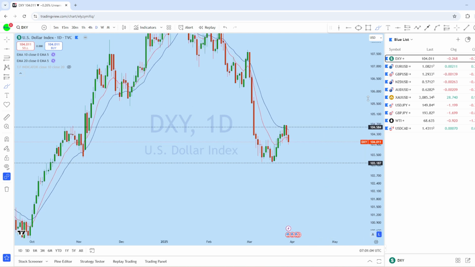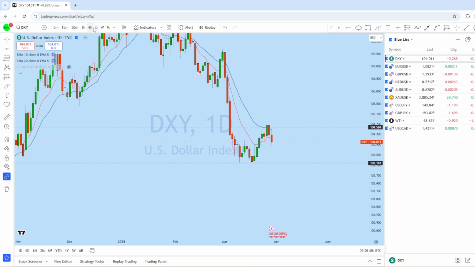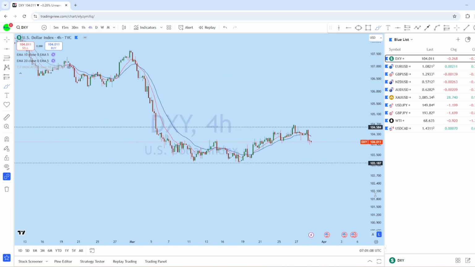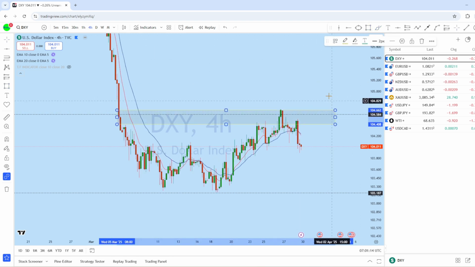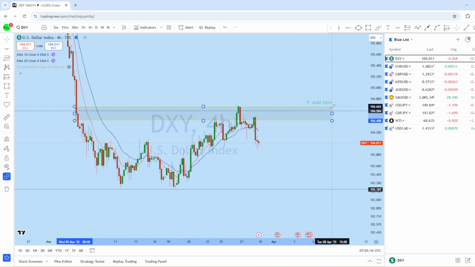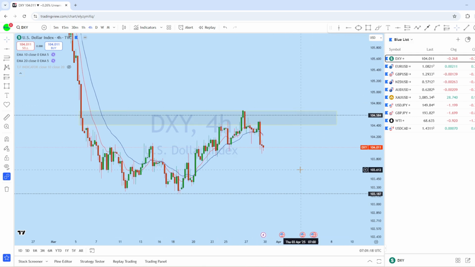As the price moves from liquidity to liquidity, if we look at the 4-hour chart, guys, you have seen our previous analysis as well. This is exactly what we expected on DXY, for the market to go ahead, retest, and then drop back again.